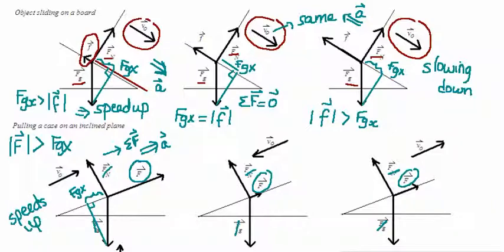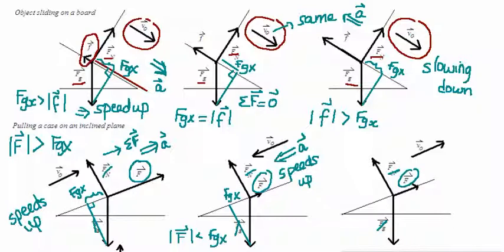In the second case, the force is less than Fgx. So Fgx wins. Again, this is your Fgx. Because Fgx wins, the acceleration is downhill. And that object is speeding up because the acceleration vector and the velocity vector are in the same direction.